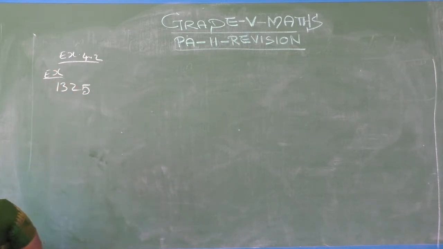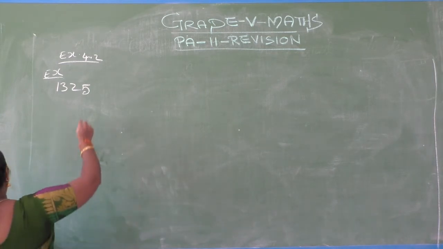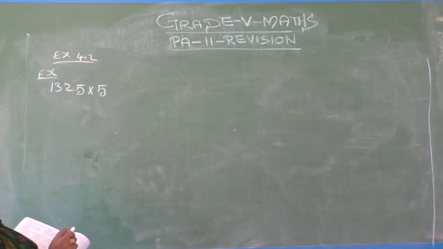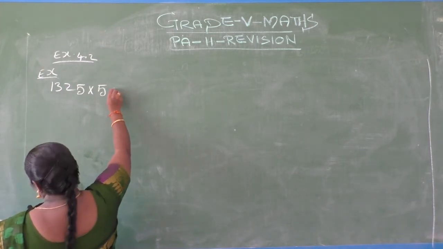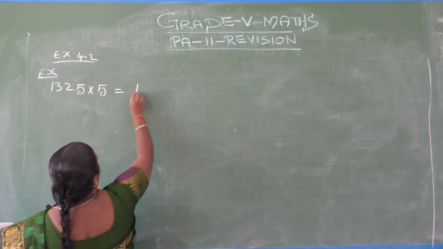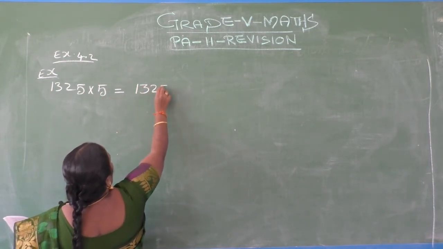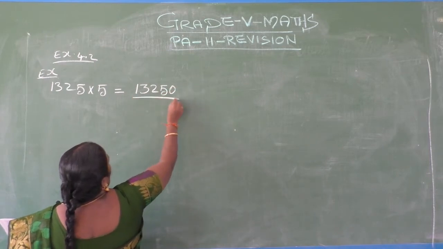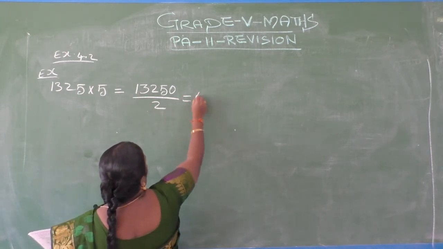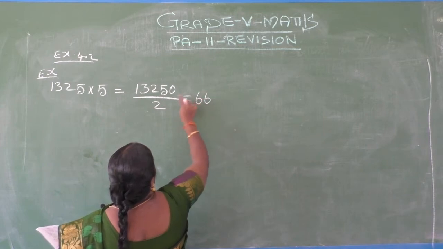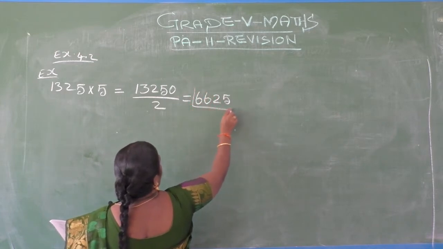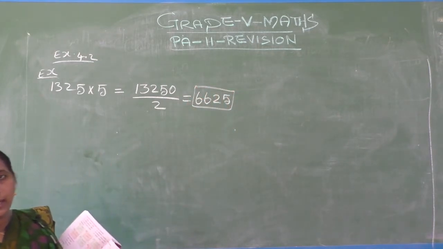1325 into 5. So 5 means it's half of 10. So that's why we divide that number by 2 and also add 0 in the ones place. We divide: 6 2s are 12, remaining 1 is there, again 6 2s are 12, 2 2s are 4, 5 2s are 10. So the answer is 6625. That is the shortcut method of 5.